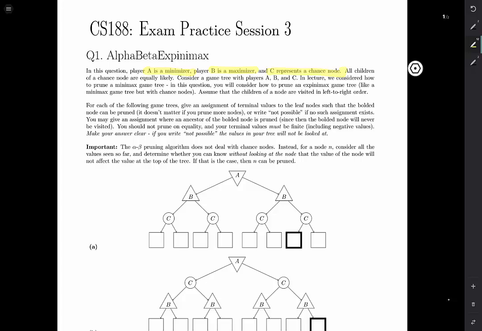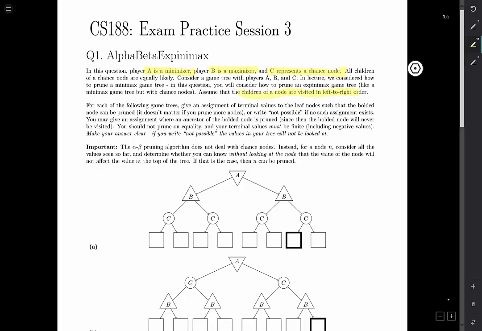We're going to look at a game tree that has these 3 players, and instead of just pruning a minimax game tree, we're pruning an exp minimax game tree. So it has an expectimax component and a minimax component. We assume that the children of a node are visited in left to right order.